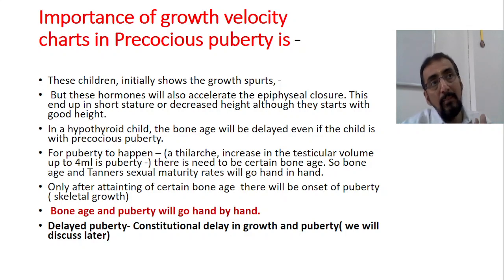बोलने का मतलब ये है कि ये bone age में जो increase होता है, ठीक है, और प्यूबर्टी जो होता है, ये दोनों साथ हाथ मिलाकर जाना चाहिए. बट जब प्रिकॉशियस प्यूबर्टी वाला बात आ जाता है तब बोन एज वहीं पे रुक जाता है, और प्यूबर्टी तो आगे बढ़ता है, तो ये मिसमैच हो जाता है एंड चाइल्ड डेवलप्स शॉर्ट स्टेचर. सो बोन एज एंड प्यूबर्टी विल ऑलवेज गो हैंड बाई हैंड. सो डिलेड प्यूबर्टी इज नथिंग बट कॉन्स्टिट्यूशनल डिले इन द ग्रोथ एंड प्यूबर्टी. सो दैट वी विल डिस्कस लेटर.